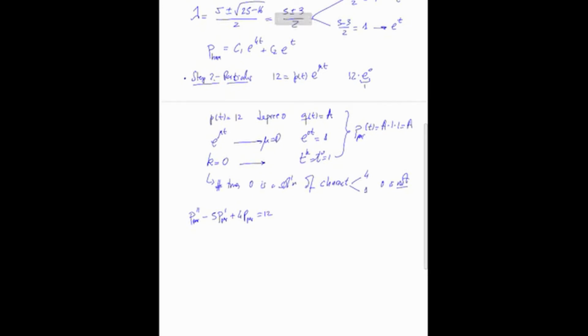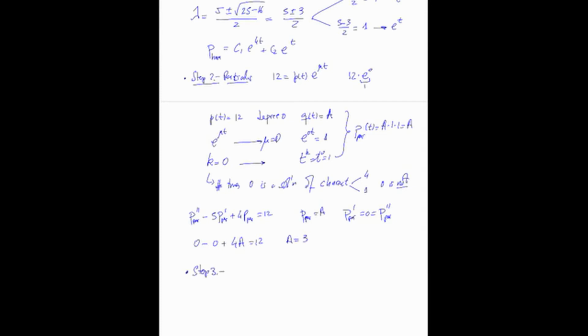The particular solution has to satisfy that p particular double prime minus p particular prime plus 4p particular has to be 12. As we have computed, our particular solution is a constant, so the derivative of a constant is 0, and so is the second derivative. So this is 0 minus 0 plus 4a equals 12, and a equals 3.